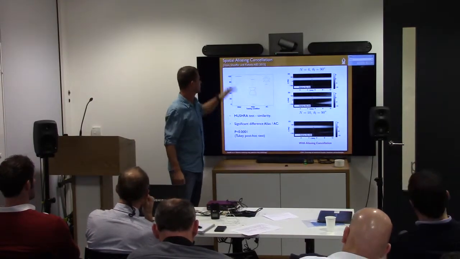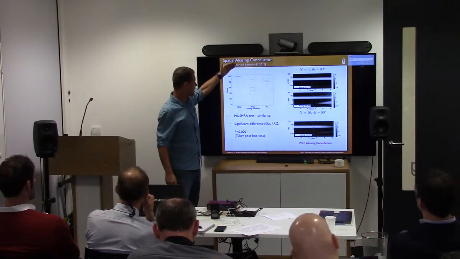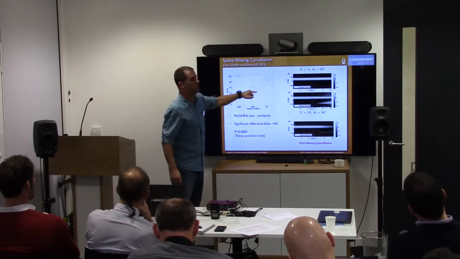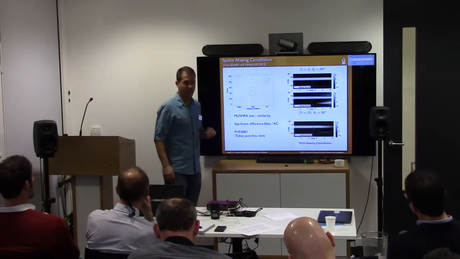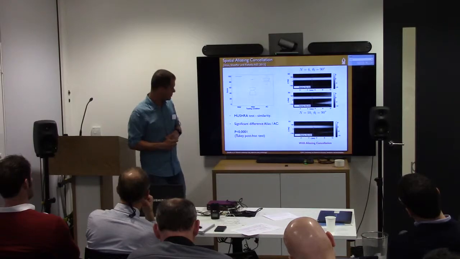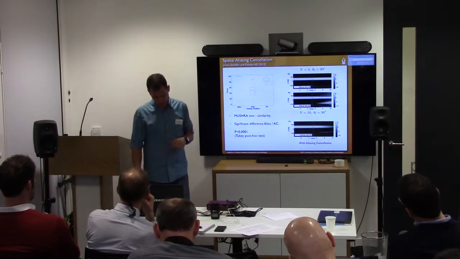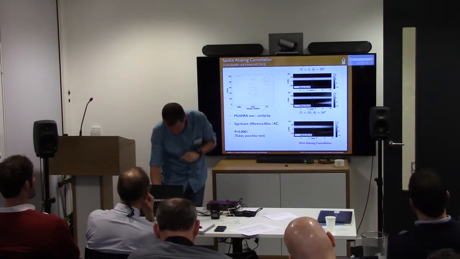So these are the ratings. Everybody rated the ideal as 100, and then the aliased at about 50, and with the aliasing cancellation, it's about 85, 88, which shows a clear perceptual improvement, which was also verified by a statistical test.